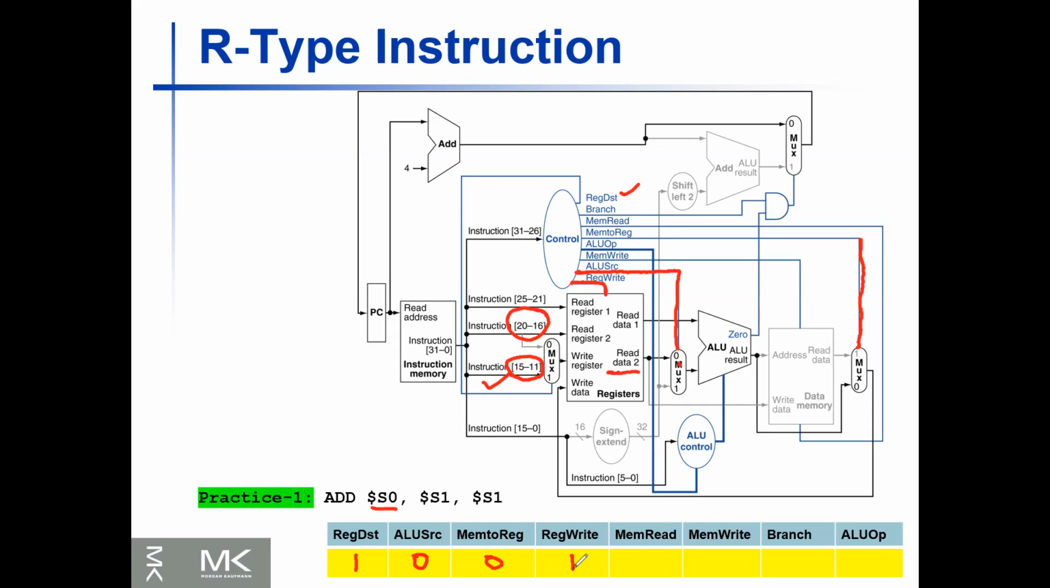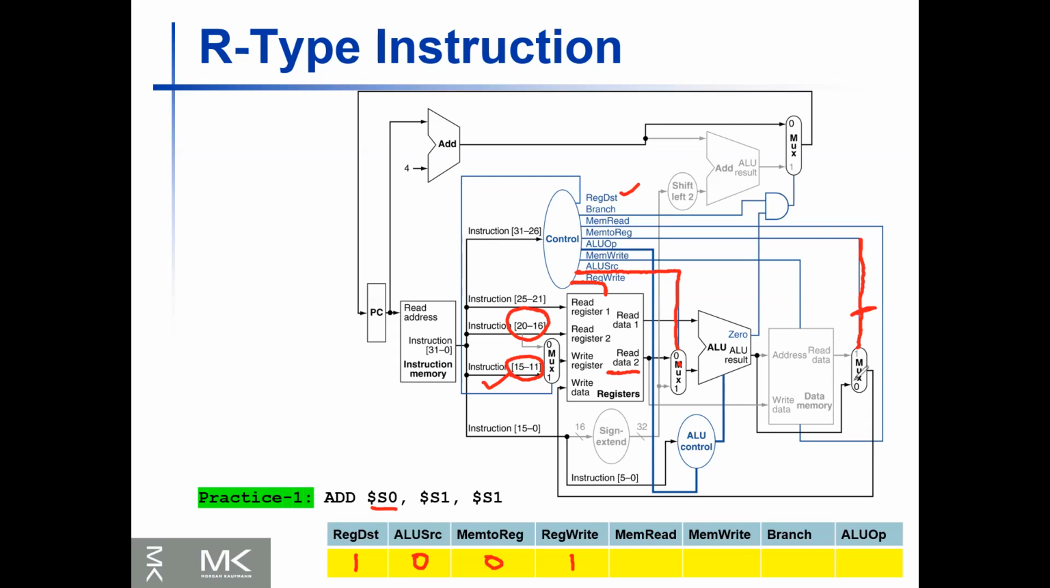Memory read. Any question? I have a question. Memory to register. Why did we choose it to be 0? Memory to register, which one? The third one. This one, right?